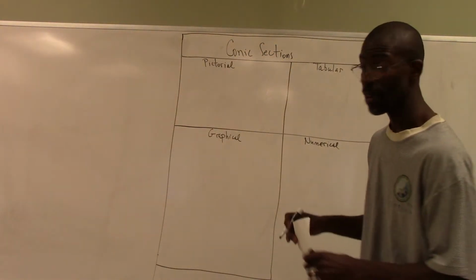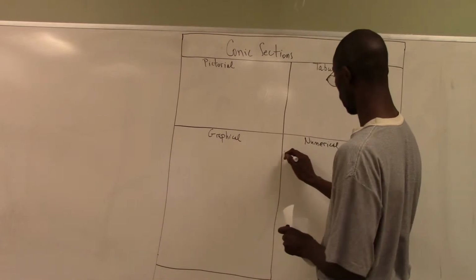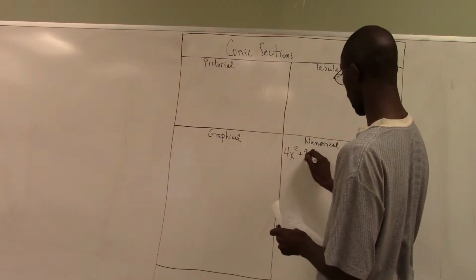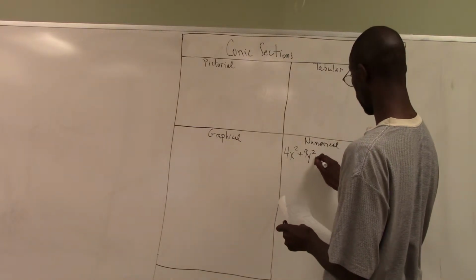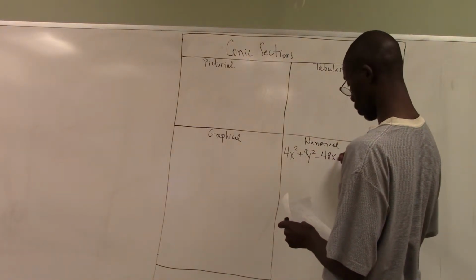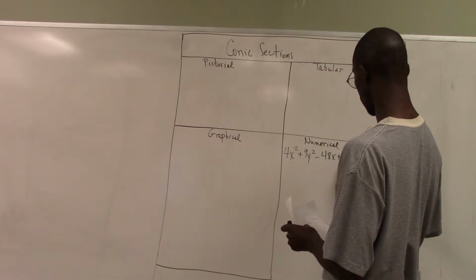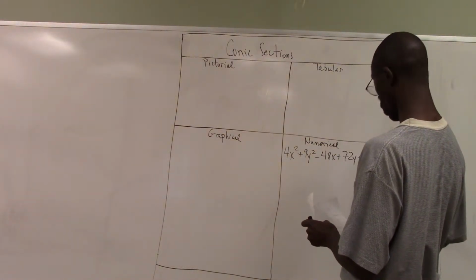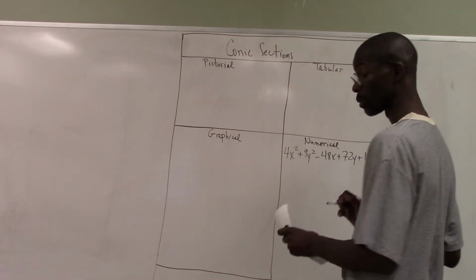All right, so we're given the following problem. The equation is 4x squared plus 9y squared minus 48x plus 72y plus 144, and that equals 0.